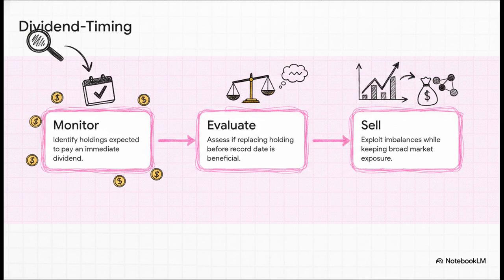First, the sub-advisor monitors the portfolio to spot stocks that are about to pay an immediate dividend. Second, they evaluate whether replacing that stock right before its record date makes sense to minimize taxable income. Third, they sell it to exploit pricing imbalances, where demand artificially inflates a stock's price right before a dividend and then drops it immediately after.